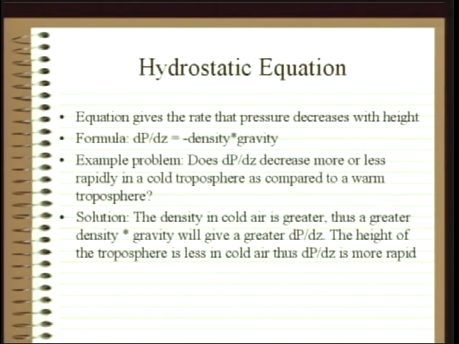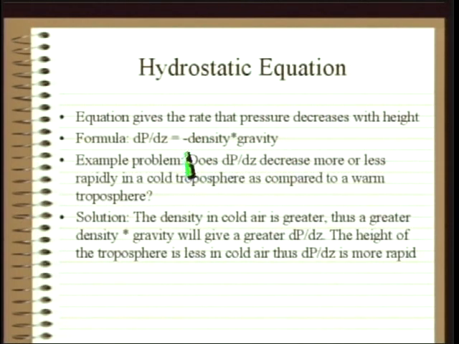Next on the PowerPoint, we'll look at the hydrostatic equation. This equation gives the rate of pressure decrease with height, and the formula is dP over dz. The dP stands for change in pressure divided by dz, where dz means the change in height. So the change in pressure with the change in height is equal to a negative sign times the density times gravity. So change in pressure divided by change in height is equal to negative density times gravity.